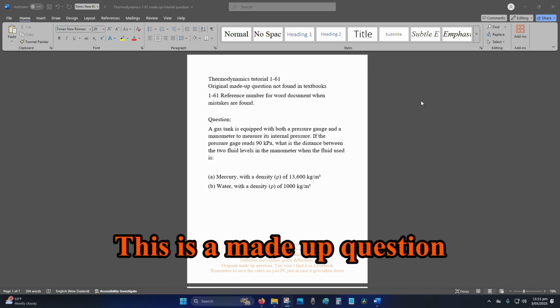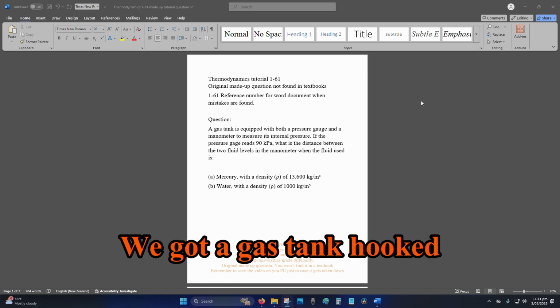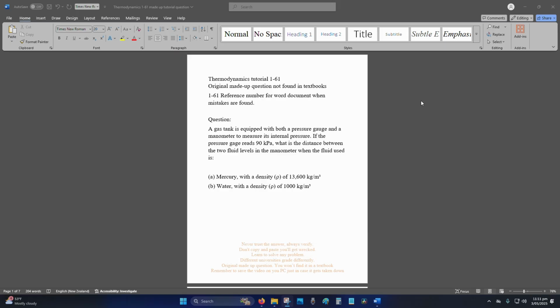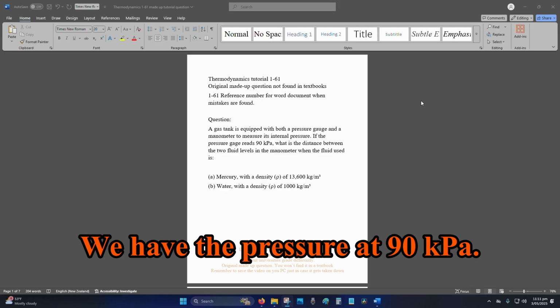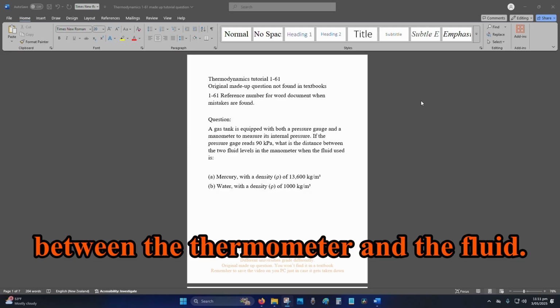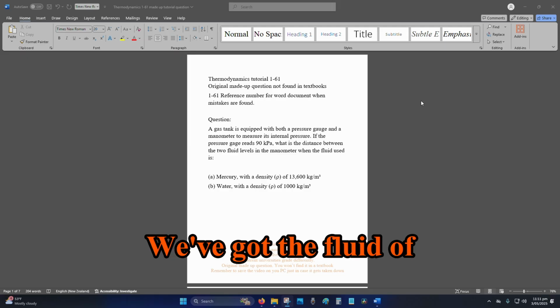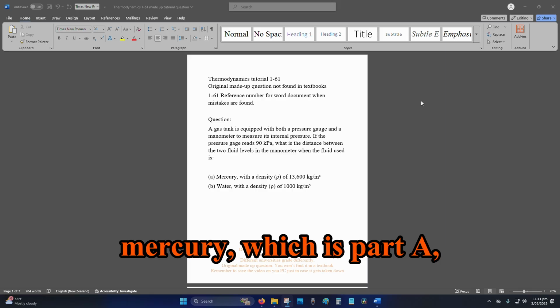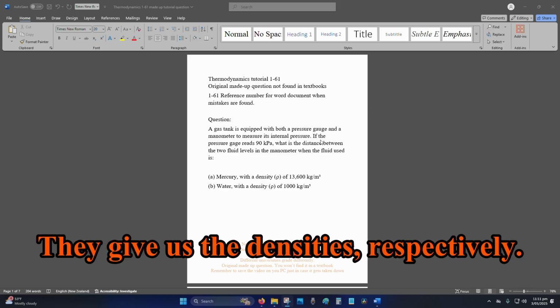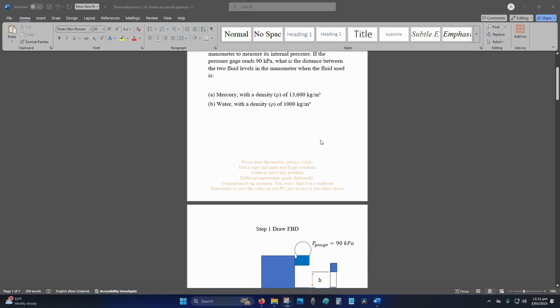This is a made-up question not found in your textbooks. We've got a gas tank hooked up with a pressure gauge and a manometer. We have the pressure at 90 kPa. We want to find the distance between the two fluids, between the manometer and the fluid. We've got the fluid of mercury, which is part A, and water for part B. They give us the densities respectively.